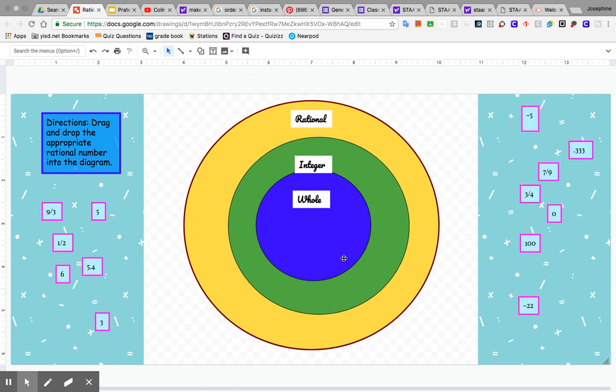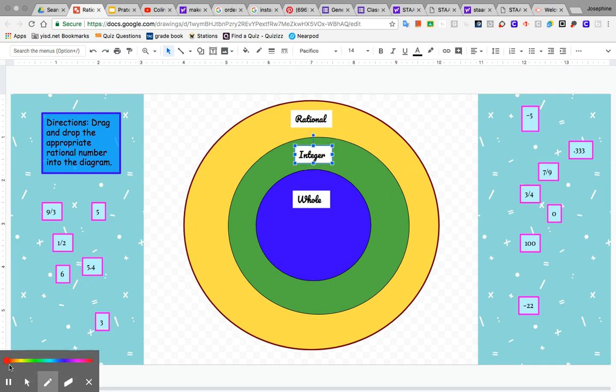This is a rational number Venn diagram, and it represents three different parts, but all together they are all rational numbers. The first part of the rational numbers is the whole numbers. The whole numbers are the numbers that we are normally used to, like 1, 2, 3, 4, 5. They're whole. There's no fraction or no decimal or percent.